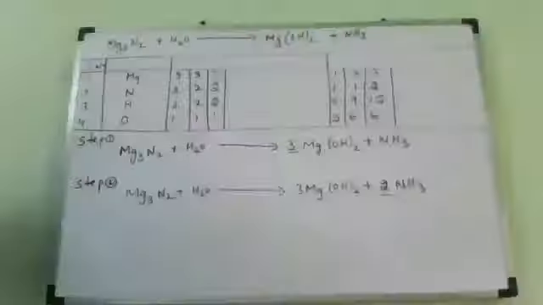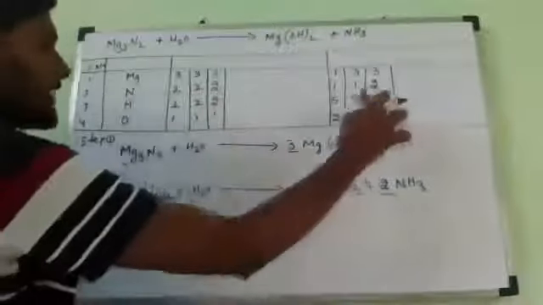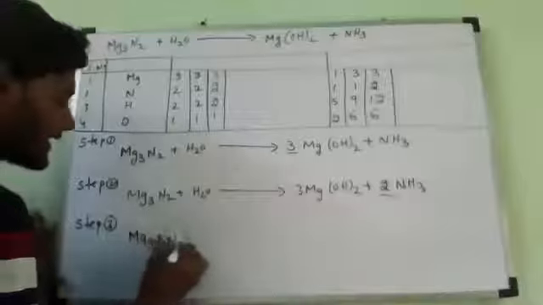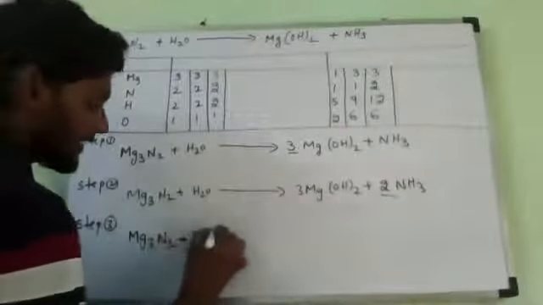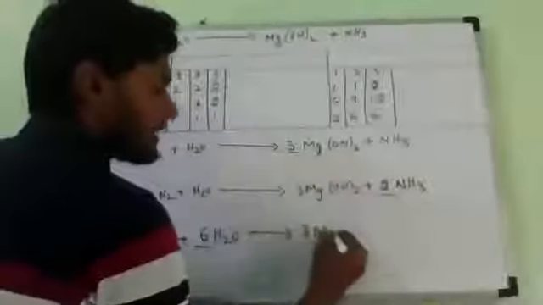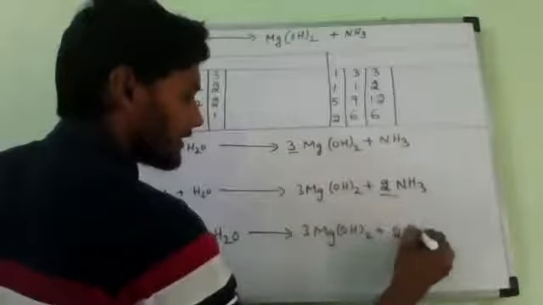So now which side should we balance? Reactant side. We should change hydrogen on the reactant side to 12. Now hydrogens here 12 and here 2. So to make 2 become 12, which number should we multiply? 6. So now Mg3N2, magnesium nitride, will react with 6H2O to give 3Mg(OH)2 plus 2NH3.